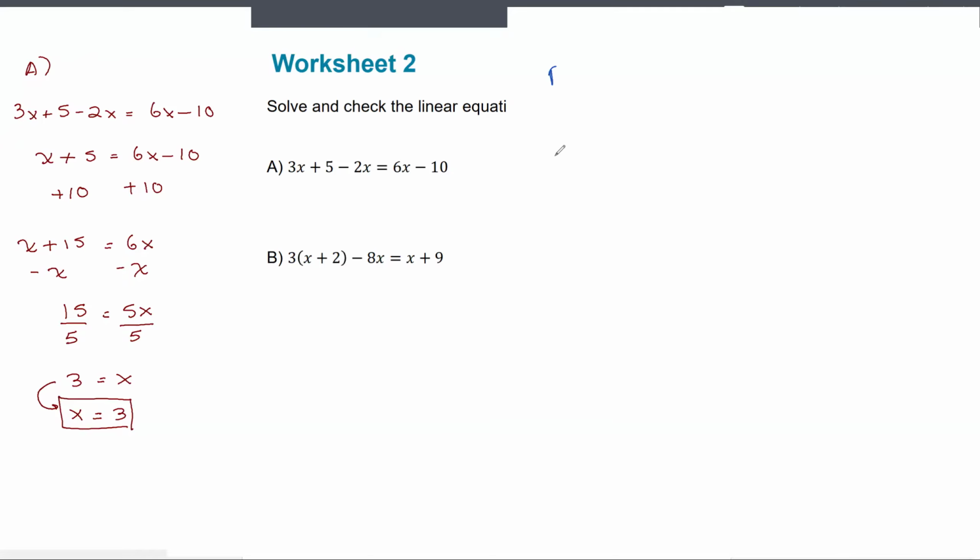Now if we do b, we have 3 times x plus 2 minus 8x equals x plus 9. So we distribute. We've got to simplify both sides. So we get 3x plus 6 minus 8x equals x plus 9. Then we have 3x minus 8x is minus 5x plus 6 is equal to x plus 9.